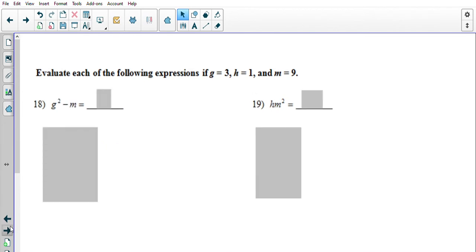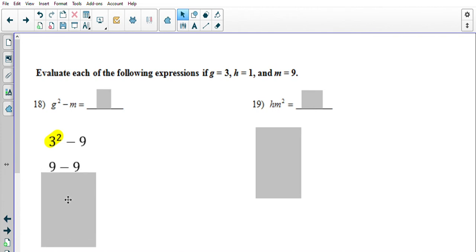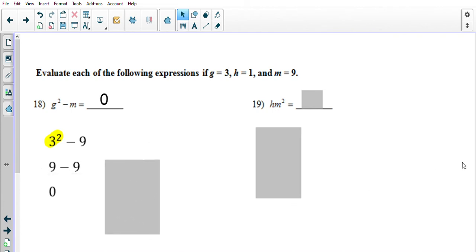All right. Number 18, we have g to the 2nd power minus m. I just recopied these directions over again, so we had them. Replace g with 3, replace m with 9. So we have 3 to the 2nd power minus 9. Let's do our exponent. 3 to the 2nd power is 9. 9 minus 9, of course, gets us 0 for our solution.